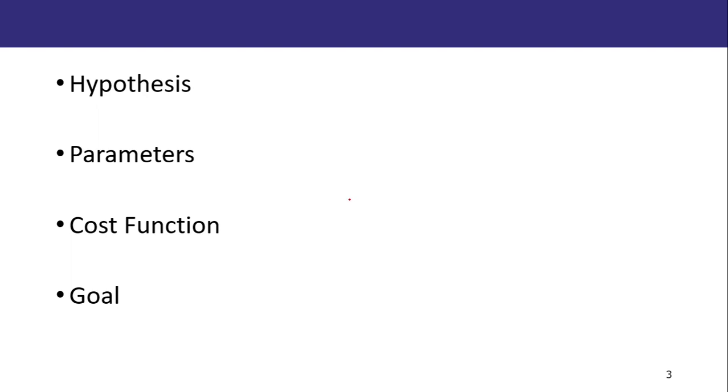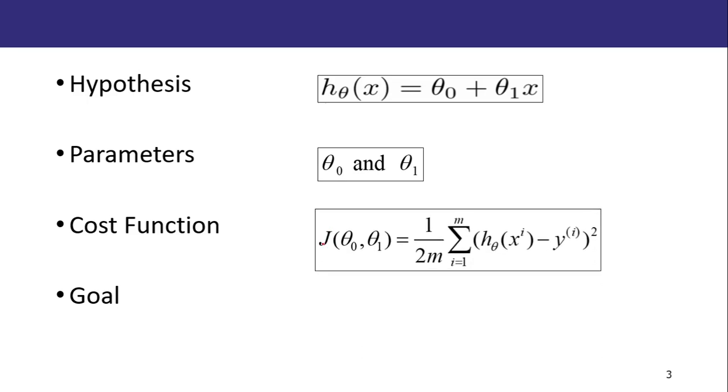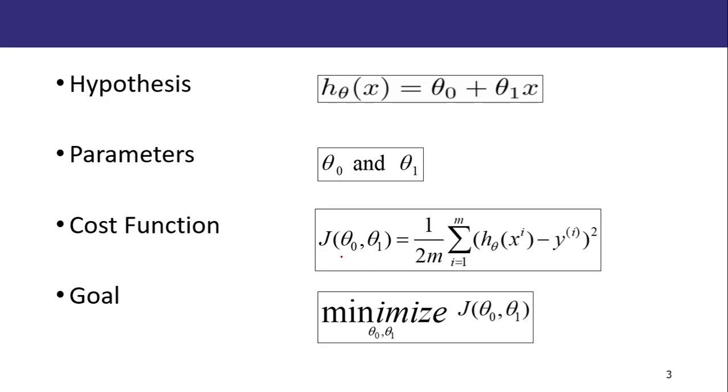In simple linear regression we have the hypothesis h theta x equal to theta 0 plus theta 1 x, where the parameters are theta 0 and theta 1. The cost function is defined as j of theta 0 theta 1 equal to 1 divided by 2m, summation over i equal to 1 to m, of h theta x i minus y i, squared, and our goal is to minimize the cost function j of theta 0 theta 1 so that we come up with the optimal values of the parameters theta 0 and theta 1.